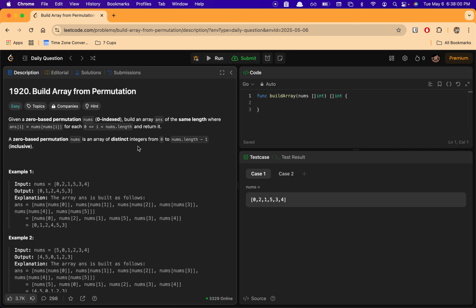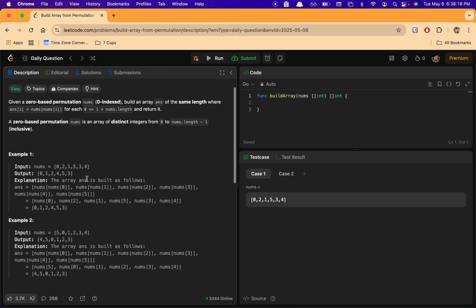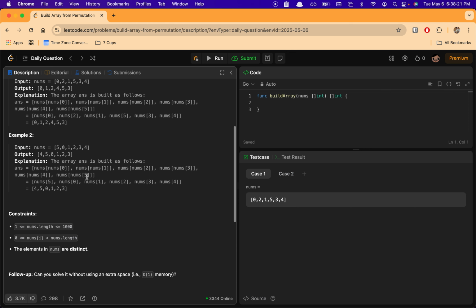A zero-based permutation nums is an array of distinct integers from 0 to nums.length minus 1 inclusive. So for example, this is of size 6, so 6 minus 1 is 5. So 0 to 5 will have all the numbers in a different permutation. If it's 0, 1, 2, 3, 4, 5, that is one permutation. This is also one. And the interesting thing they say is, can you solve it without using extra space?